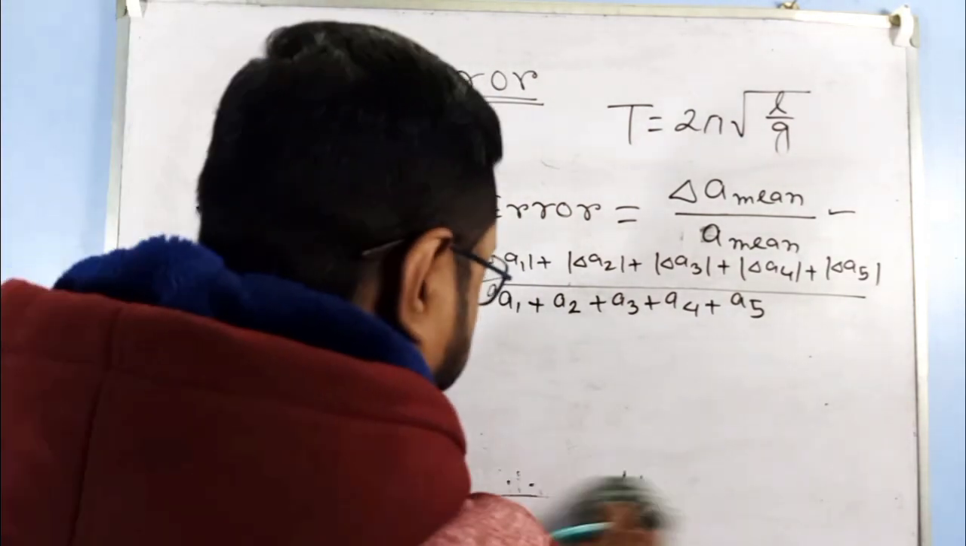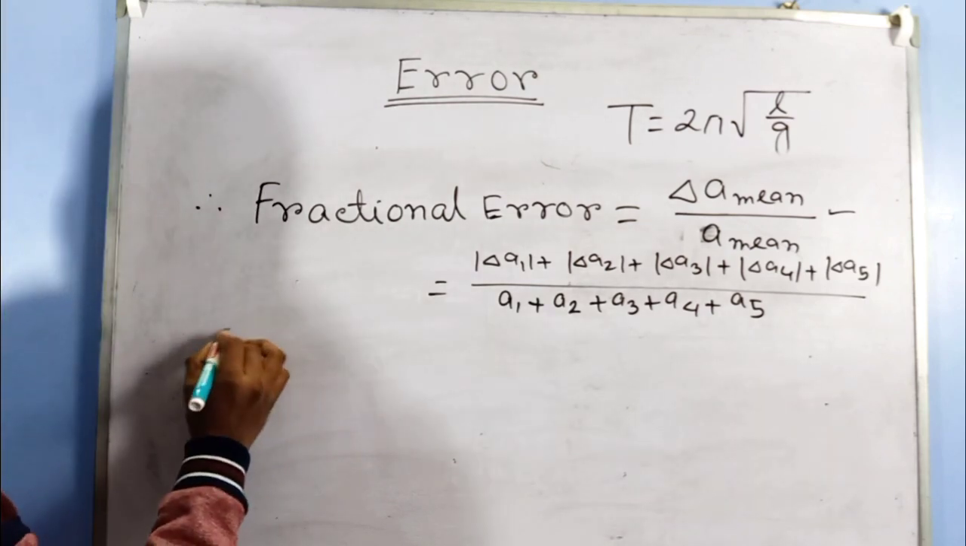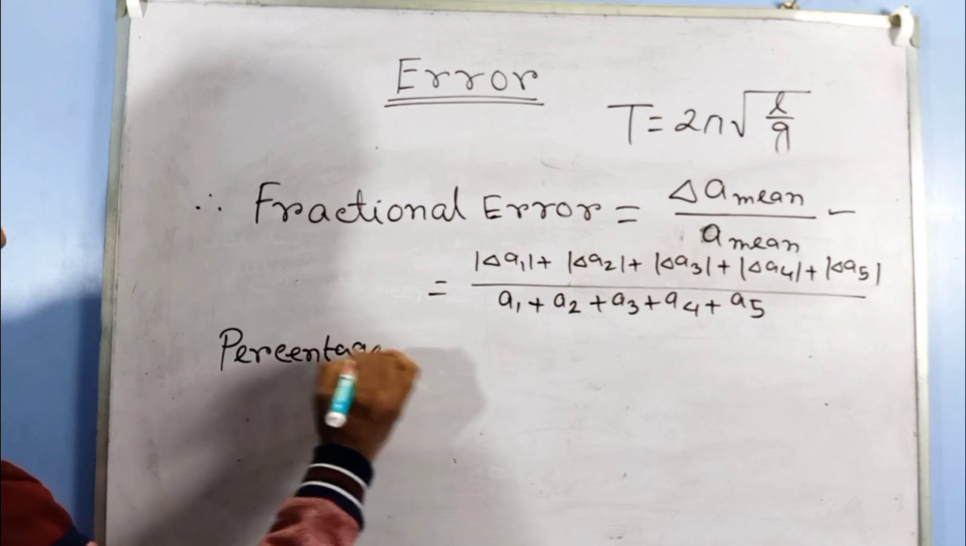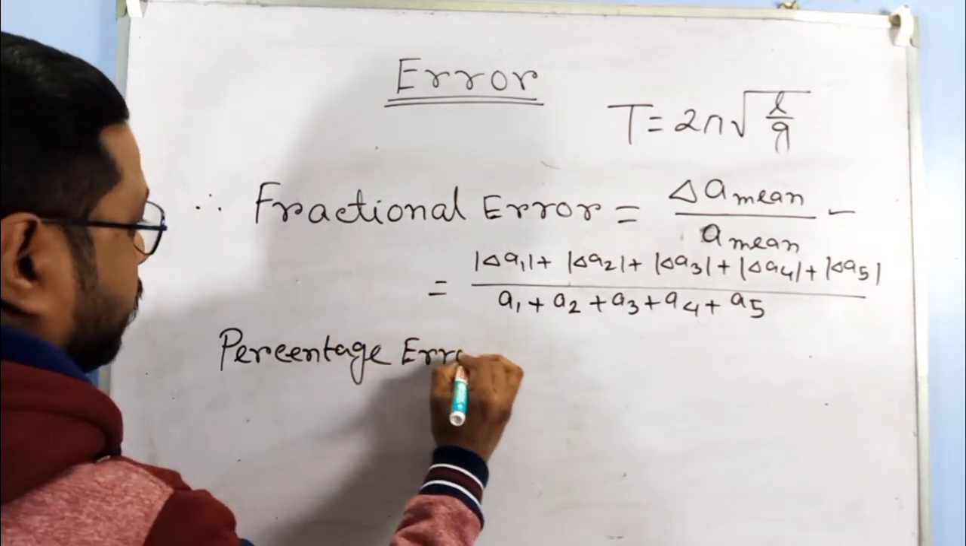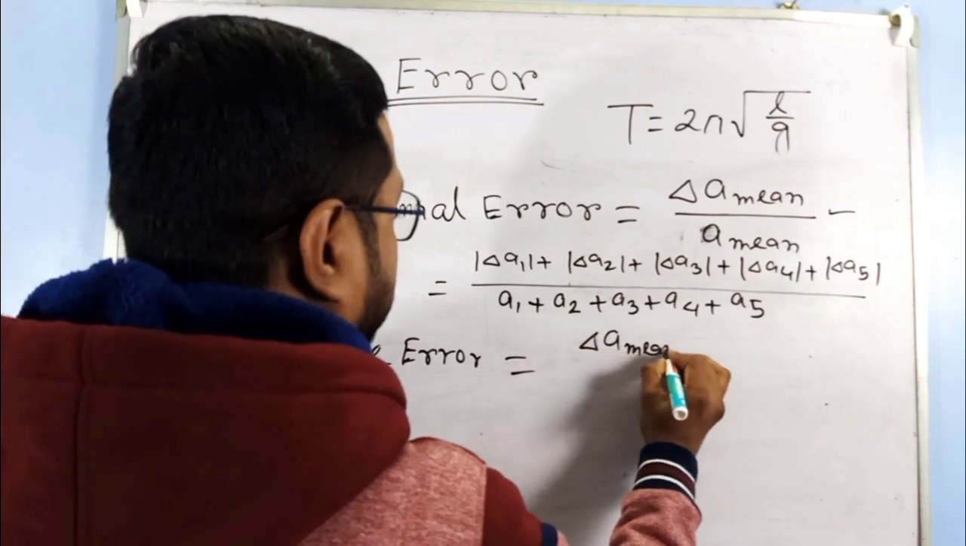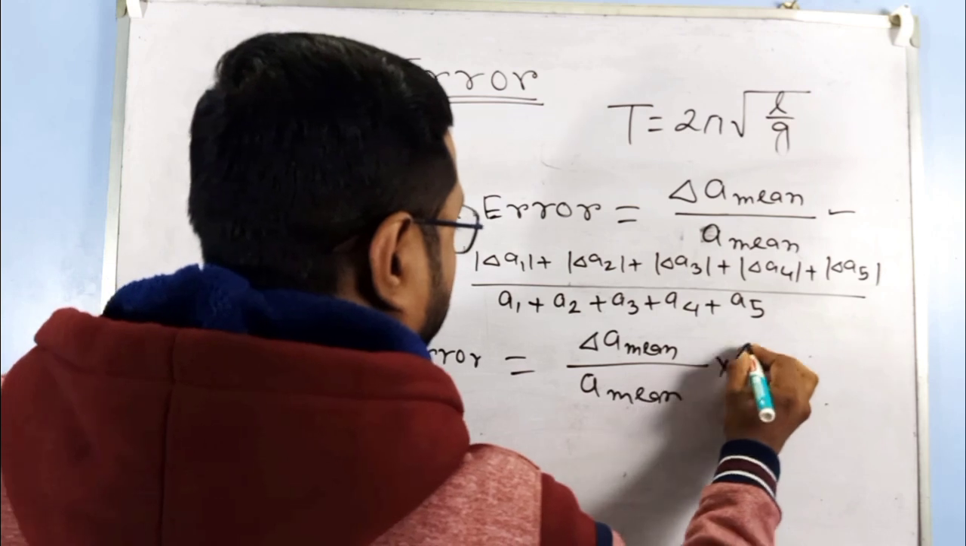Now, what is percentage error? The fractional error multiplied by 100 is called percentage error. Percentage error is delta A mean by A mean into 100%.